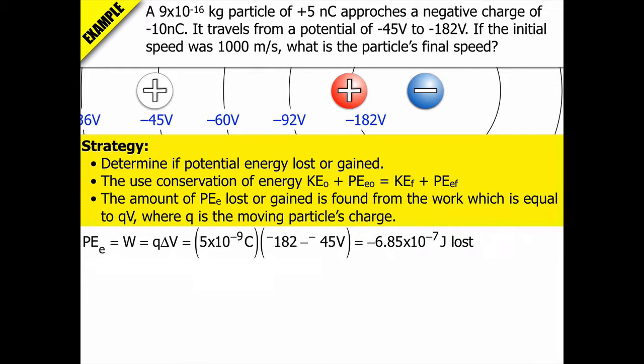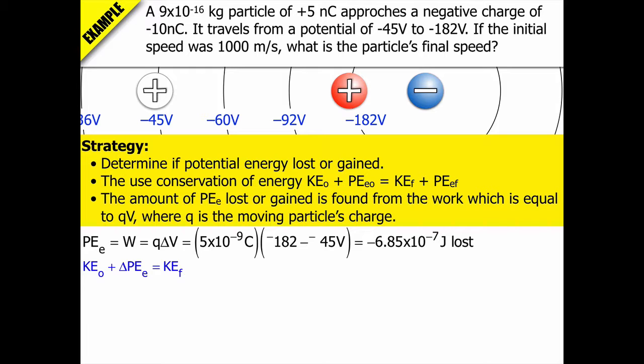So the potential energy that's going to be lost is going to be equal to the work, which is Q times the change in voltage. That's the difference in two equipotential lines. So 5 times 10 to the negative 9 times the difference in potential is equal to negative 6.85 times 10 to the negative 7 joules lost.